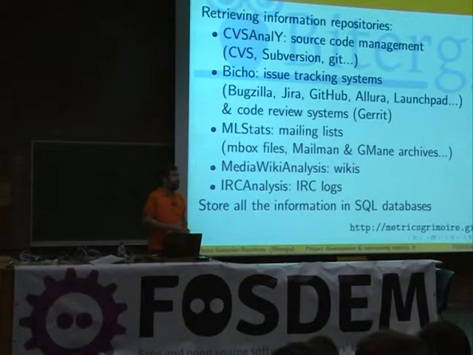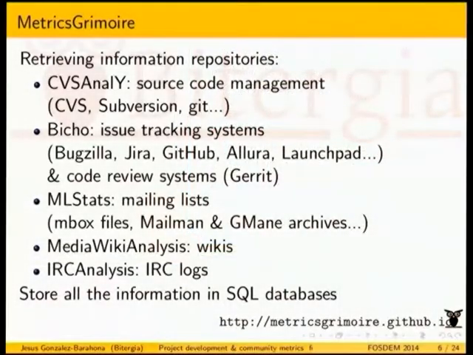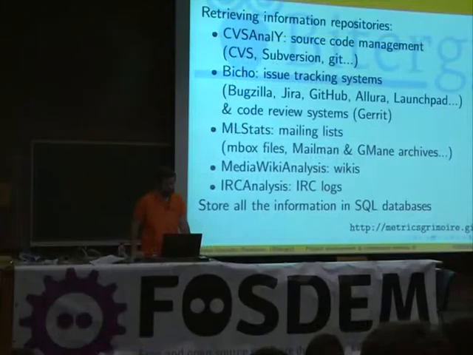So the Metrics Grimoire tool, which is the first part going to the repositories, is currently supporting some repositories. For instance, we have CVSAnalY, which is the part of Metrics Grimoire that goes to source code management repositories. This tool knows how to deal with CVS, Subversion and Git. Well, through Git, it can get most of the information from other repositories, for instance Mercurial or Bazaar, as long as the information through Git is good enough. You know that in some cases you have some mingling of data and so on, but basically, for most users, it's good enough. So we could say that most usual repositories for source code management are supported.